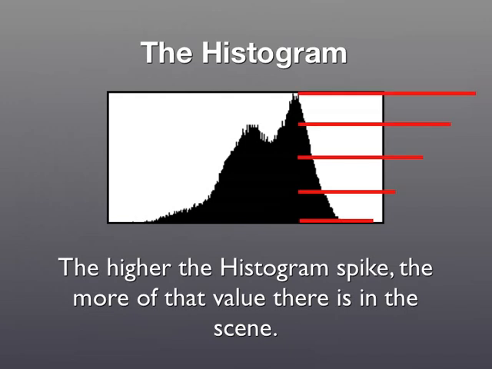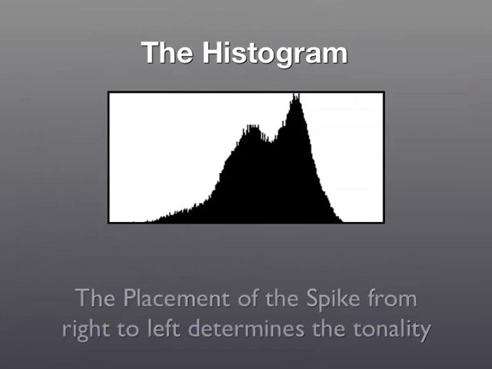But I don't find this as useful because we can simply look through our viewfinder and know, wow, there's a lot of snow in that scene, or there's a lot of burnt forest. So I don't concentrate so much on the height as I do on the distribution from right to left. The placement of the spike from right to left determines the tonality. That's important for us to know.